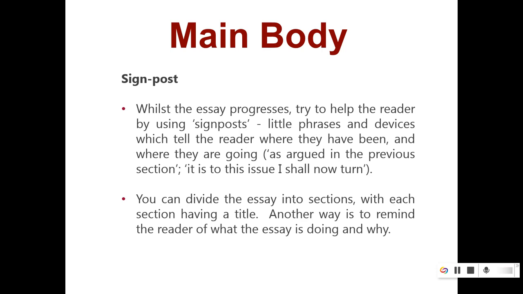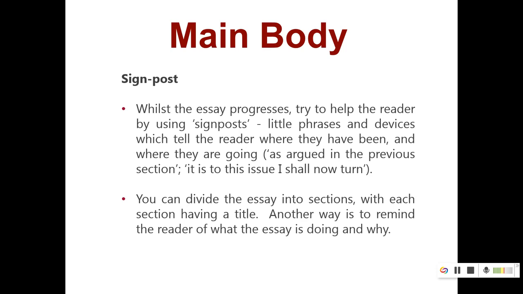Signposting is quite important here as well, because it helps the reader to understand where you've been, where you're going, and why. So while the essay progresses, you will try to help your reader by using various signposts, little phrases, various devices, which tell the reader where they've been and where they're going. For example, as I have argued in the previous section, or as I will explore in the ensuing section, or what emerges from this is the following question. Is this a satisfactory account of justice? Does it displace, perhaps, the concrete realities of politics? And then, by adding your signpost, it is to this issue I shall now turn in the next section.